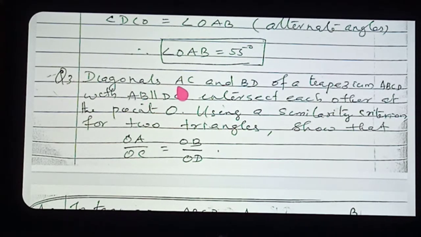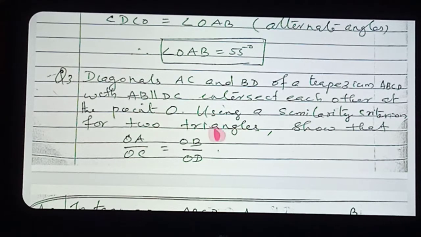Okay. Listen to the question. Diagonals AC and BD of a trapezium ABCD with AB parallel to DC. What is given? In the trapezium, AB is parallel to DC, given. They intersect each other at the point O. So the diagonals AC and BD are intersecting at which point? O. Using a similarity criterion for two triangles, show that OA by OC is equal to OB by OD.